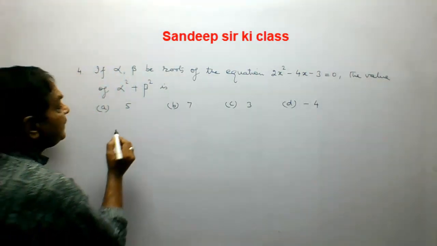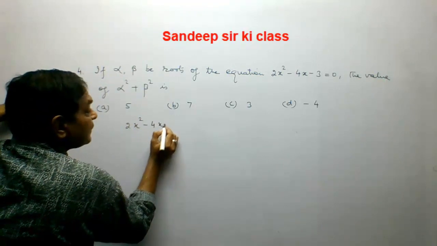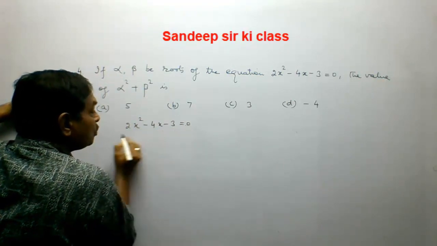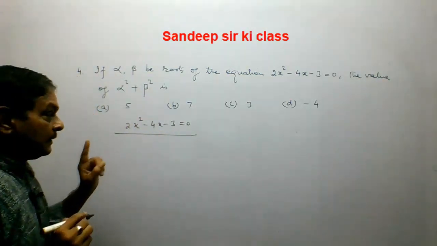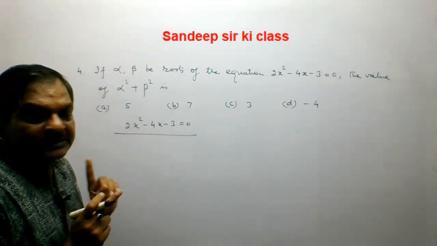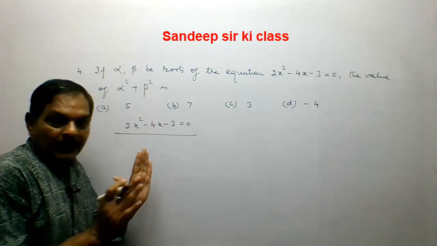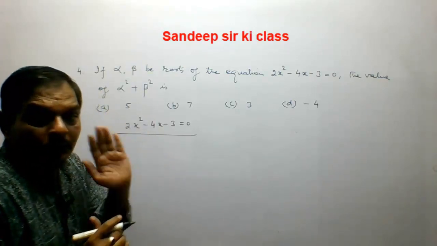The given equation is 2x square minus 4x minus 3 is equal to 0. This is our given equation. It will have two roots. First root is alpha, second root is beta. We can calculate those roots also. Alpha and beta can be calculated. But here we are not going to calculate.